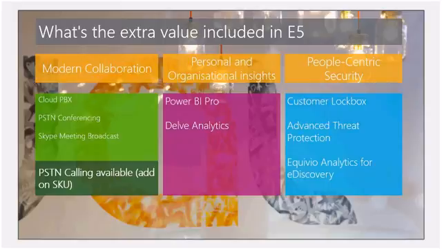Advanced threat protection is all about spam, malware, malicious URLs, and zero-day attacks. So it builds upon the current level of security within Office 365.